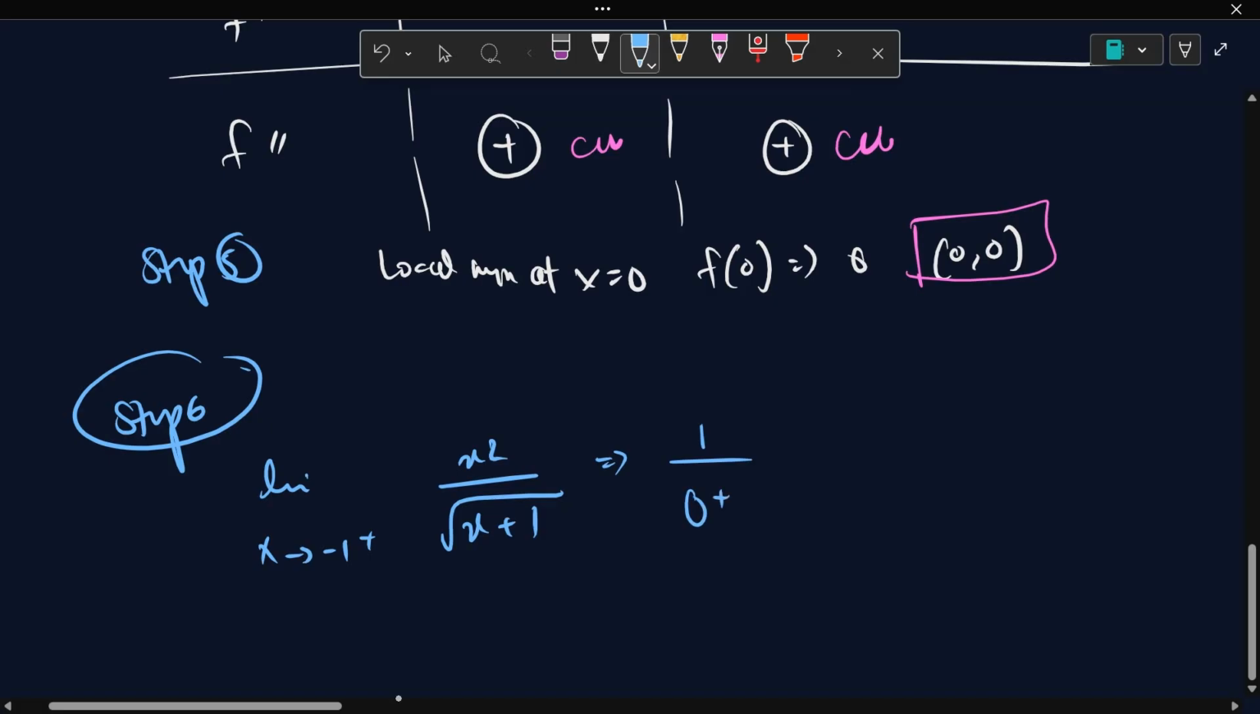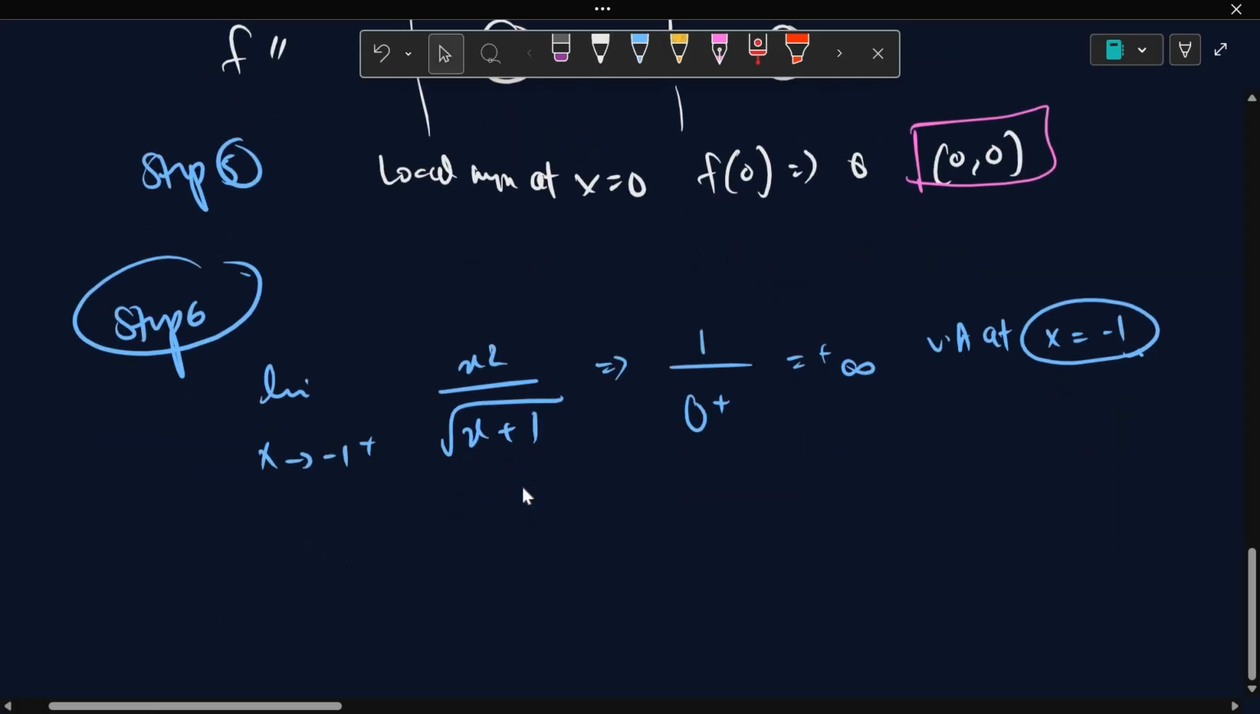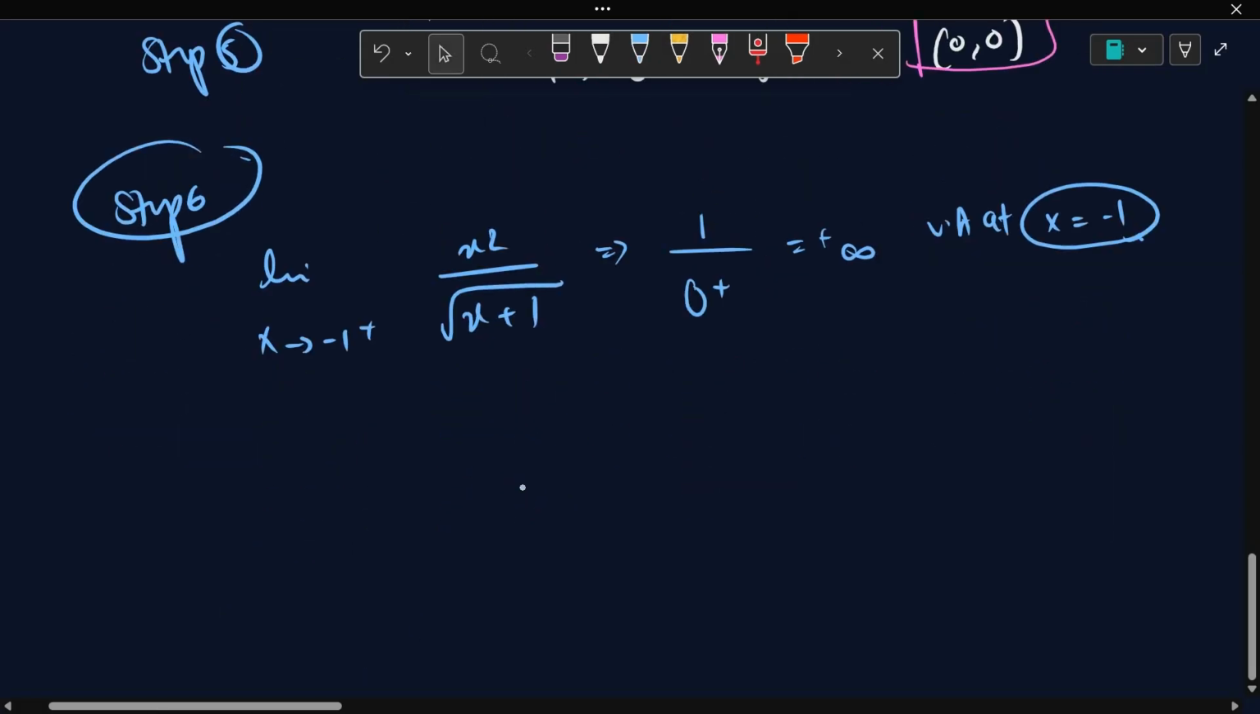So 1 over 0, that basically gives you an infinity, and because it was a positive number, that means you're going to have a positive infinity. So your vertical asymptote exists at x equals -1, and you already know that from the domain as well. The function doesn't exist there, so there is a vertical asymptote at x equals -1.